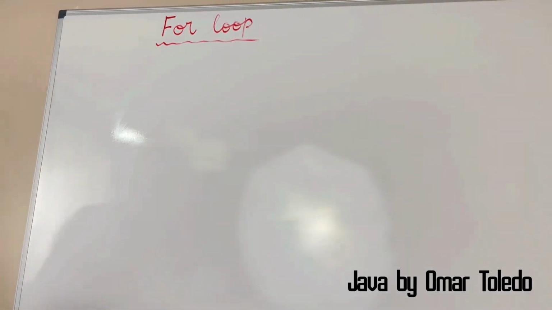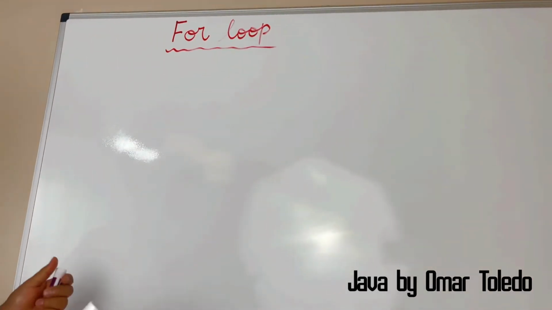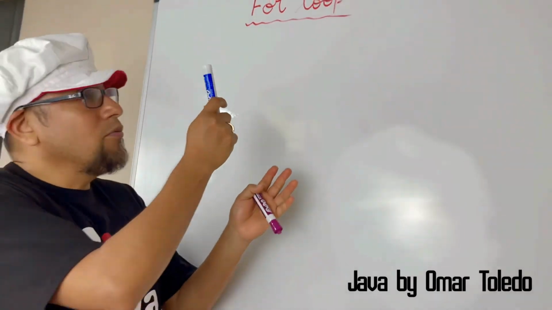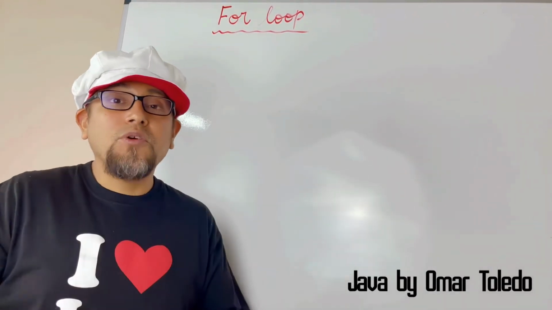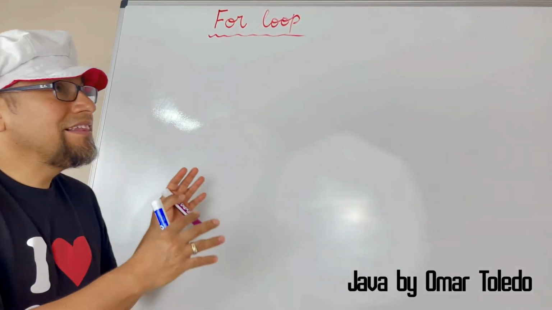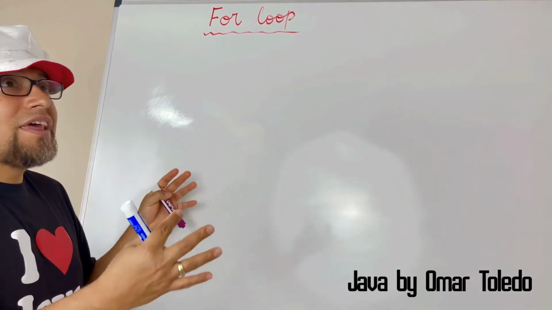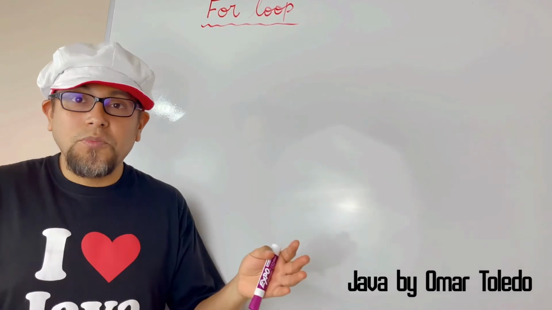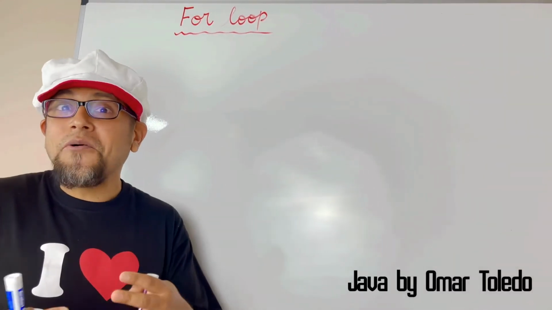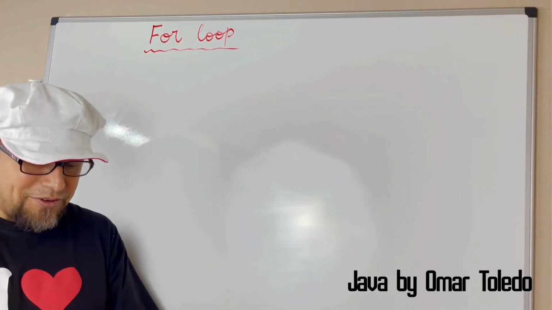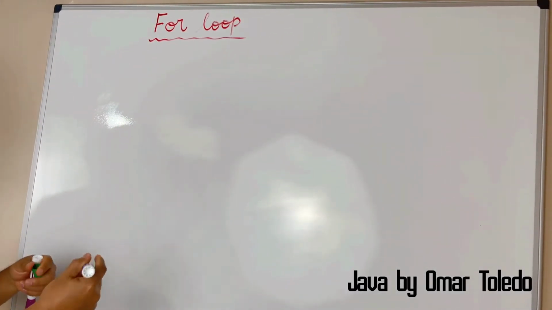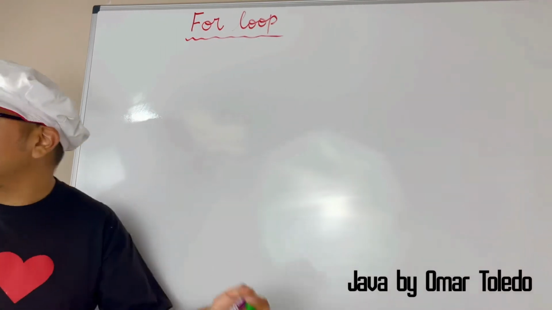Perfect. So let me tell you now how the for loop works. Remember, before watching this video, you will have to know how while loops work. This is like a condensed way to create loops. So if you first understand while loops, it's going to be much easier to understand this. So let me explain the for loop in real practice.